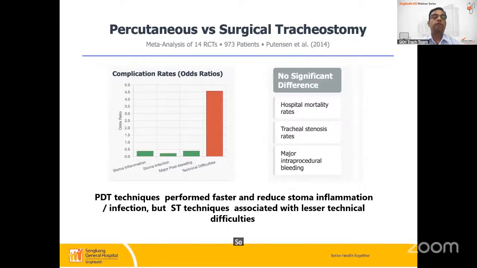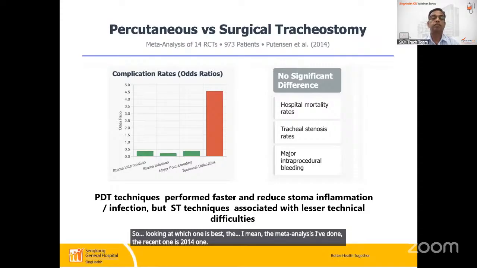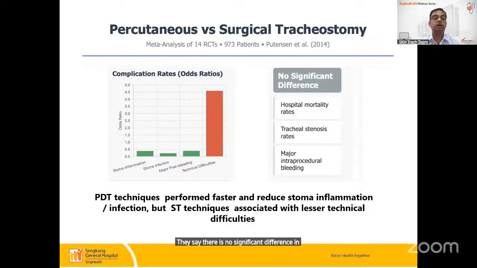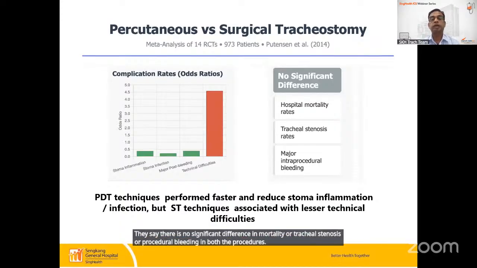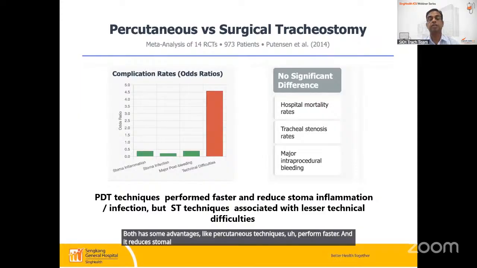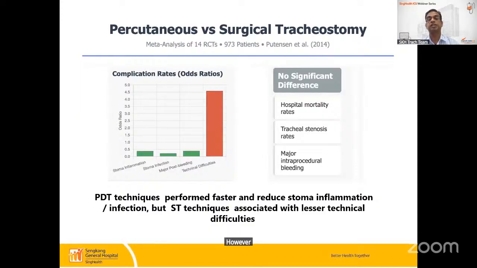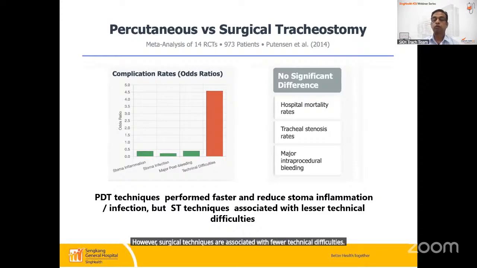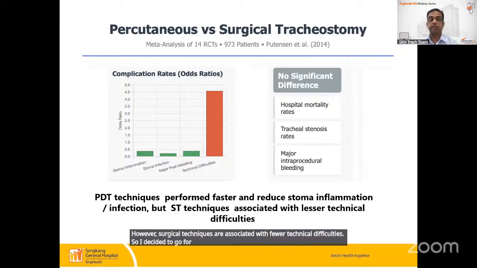So looking at which one is best, the most recent meta-analysis is the 2014 one. They say there is no significant difference in mortality, tracheal stenosis, or procedural bleeding between the two procedures. Both have some advantages, like percutaneous techniques being performed faster and reducing stomal inflammation and infection rates. However, surgical techniques are associated with fewer technical difficulties. So I decided to go for percutaneous at the end.